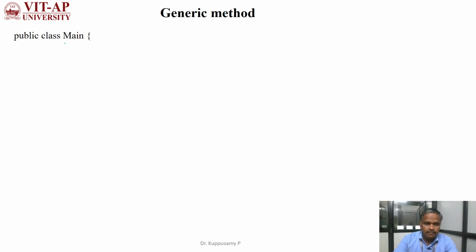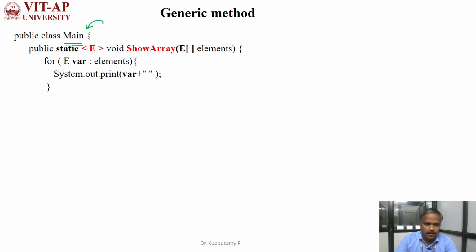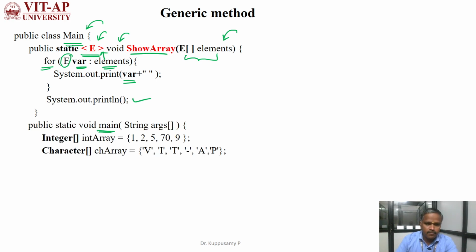The simple example is given in a main class, and showArray is the method name, with return type void. This is the type variable I am using, and I am accessing the elements as an argument. From the elements I am accessing the values one by one using a for each loop. The data type of this one is E, which is given already in the method signature itself. Now I am printing the elements one by one, leaving a space. This is just an empty line inside the main method.